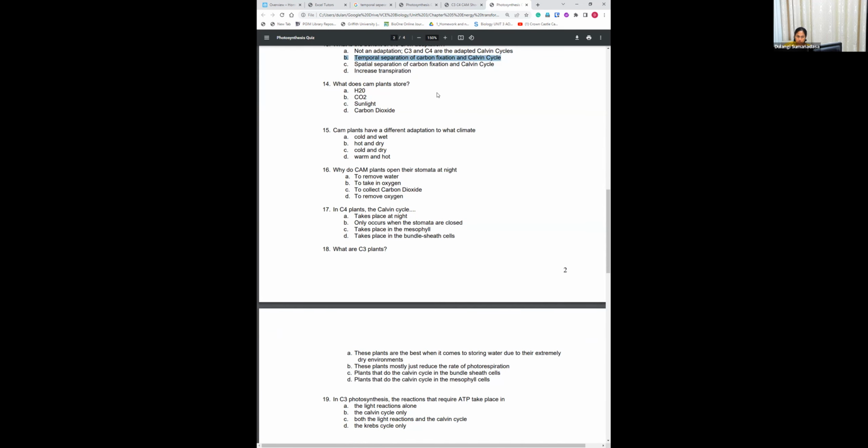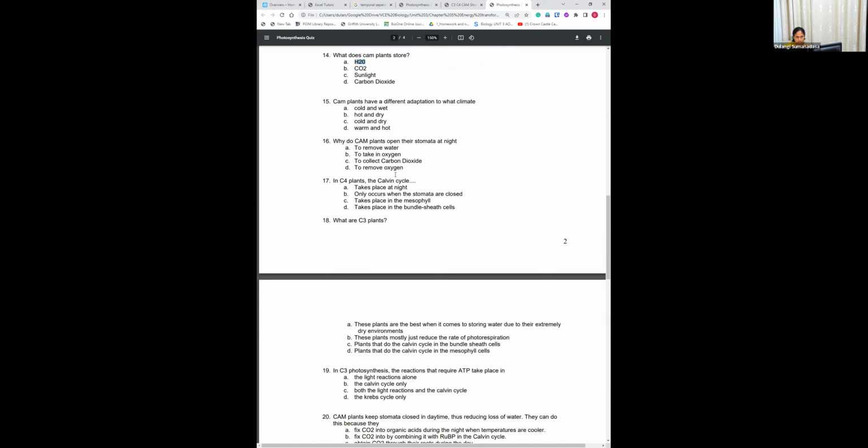What do CAM plants store? There's no malate given, right? So malate is one possible answer because they're going to store the malate inside their vacuole, malate or malic acid. But because the malate is not there, you can go for water. I said the leaves store water. Right, so the CAM plants are going to store water. CAM plants have a different adaptation to what climate? Hot and dry.